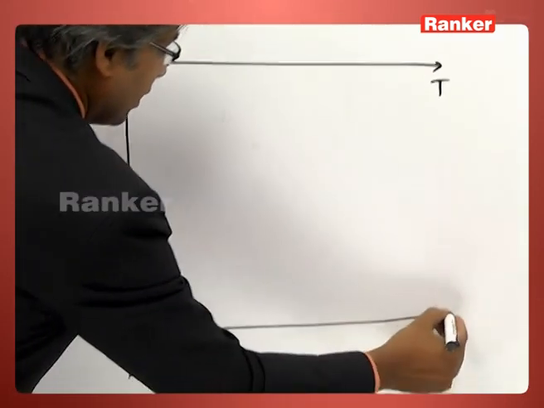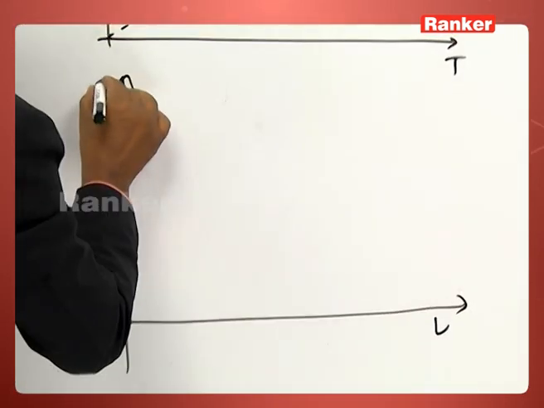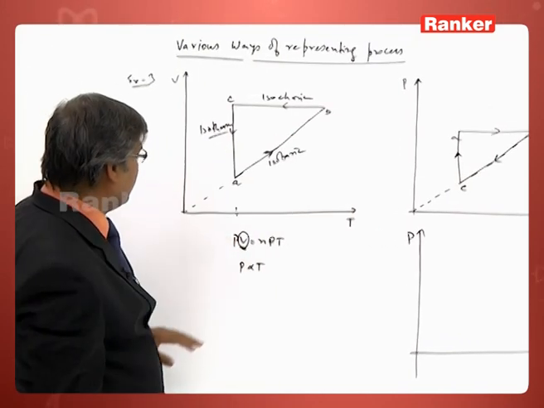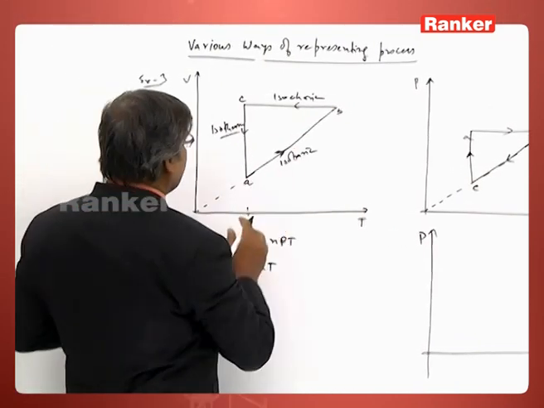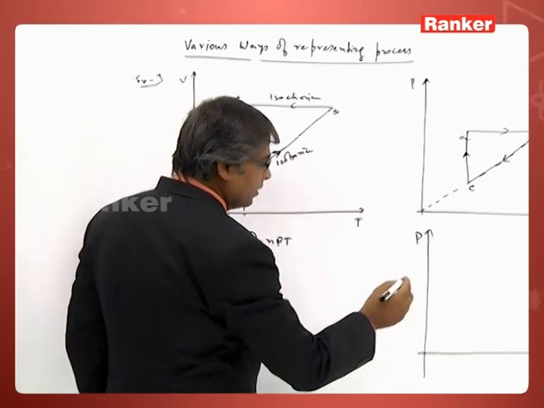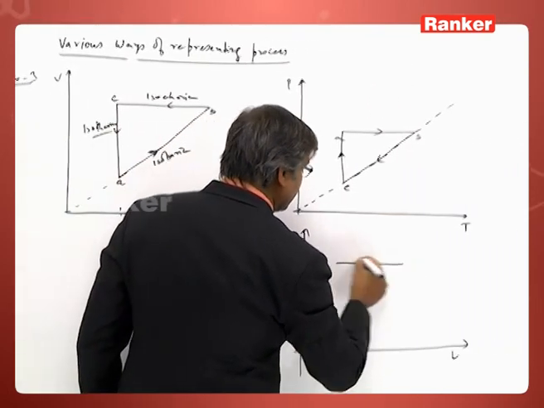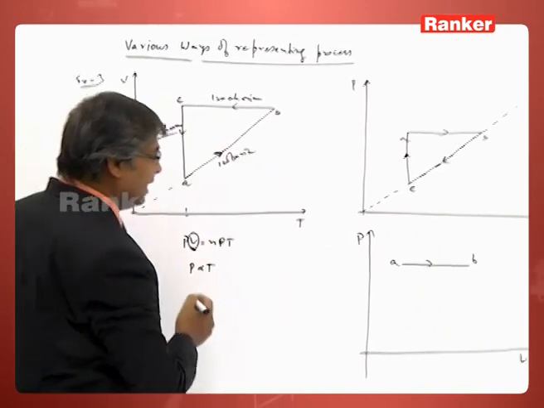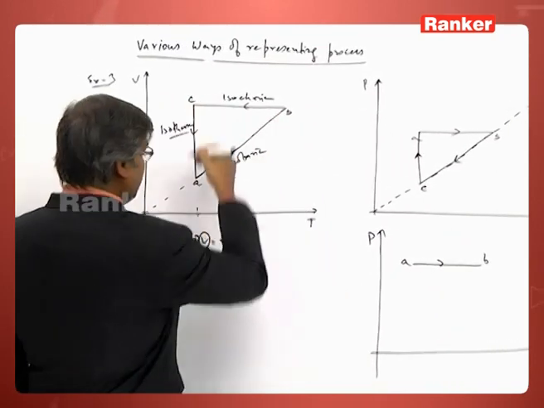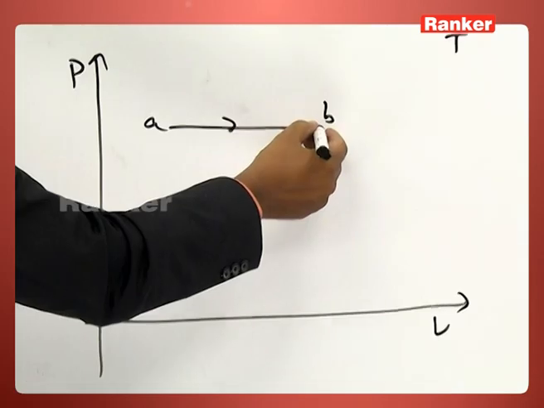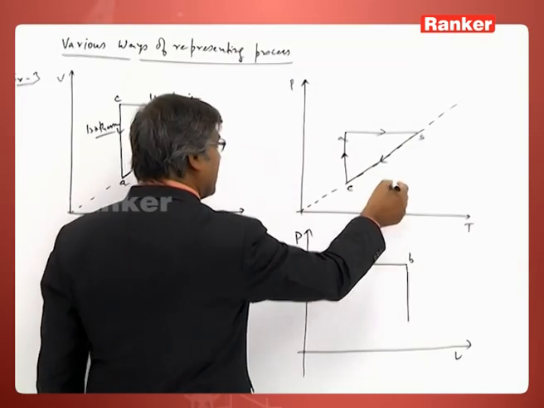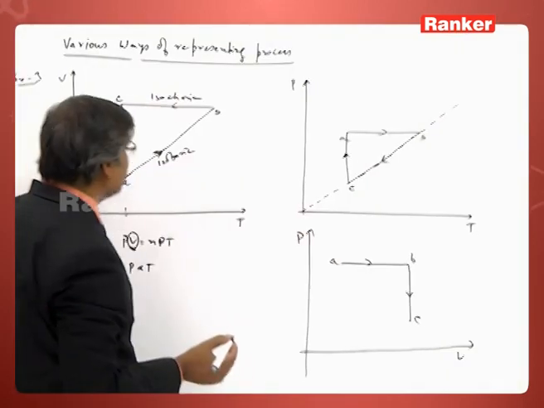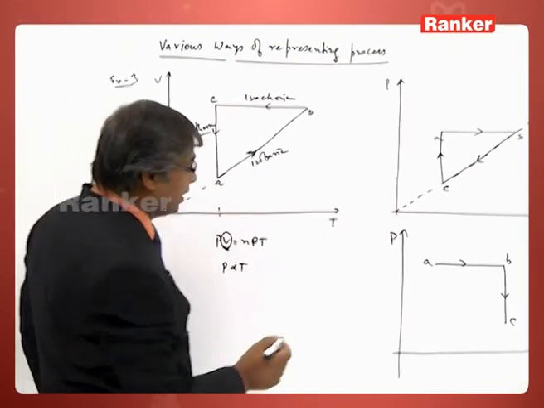So here I have pressure this way and volume this way. So first A to B, isobaric. Then B to C isochoric, with temperature decreasing. So isochoric means I can go this way, that way, but here temperature will increase. So C. Then C to A isotherm.